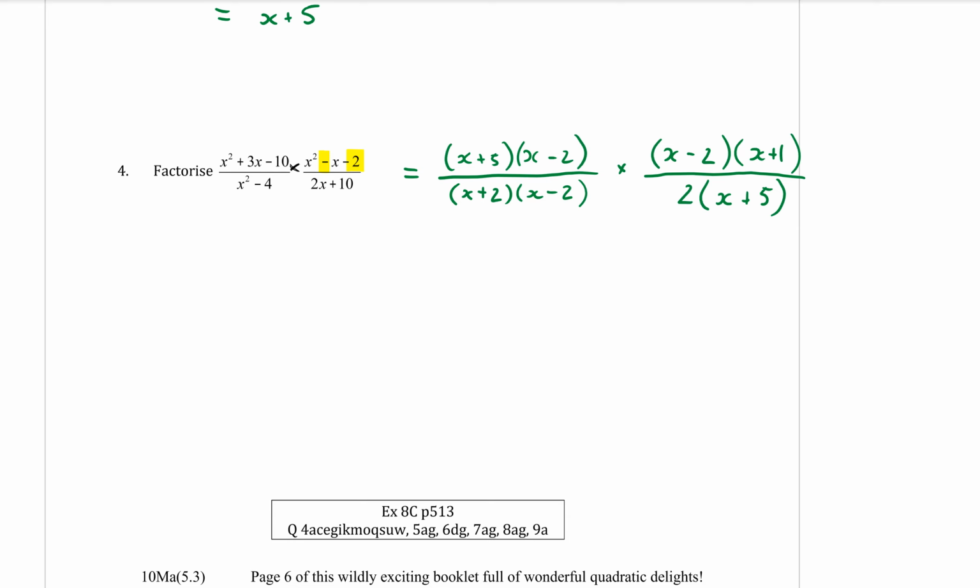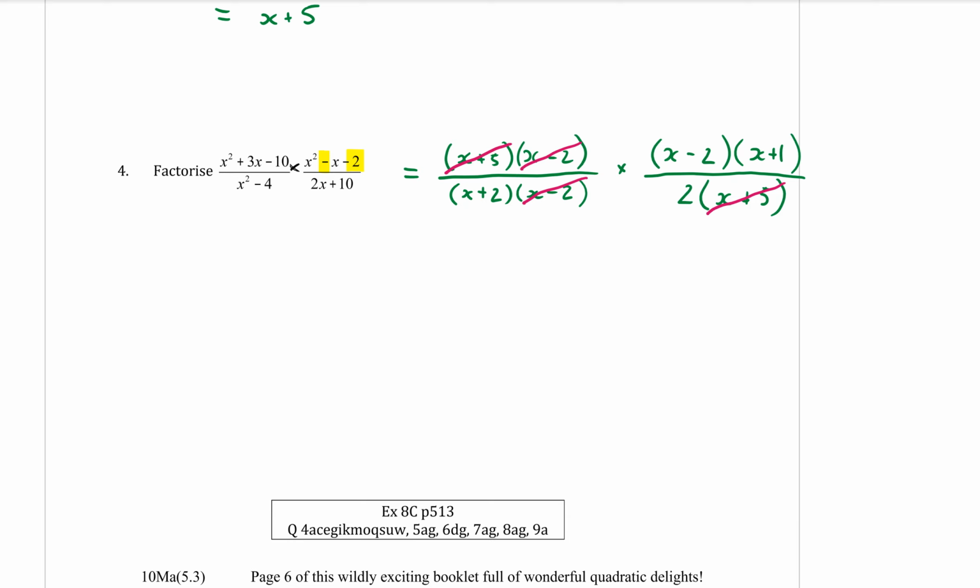Okay, now that everything is factorized, we can cancel as long as we can cancel off whole brackets at a time. So the x plus 5 here could cancel the x plus 5 on the bottom of that fraction. X minus 2 and x minus 2, remember it's anywhere top and bottom. They can be in the same fraction or in different fractions as long as one's on the top and one's on the bottom. Okay, so that's it. I've cancelled as much as I can cancel.